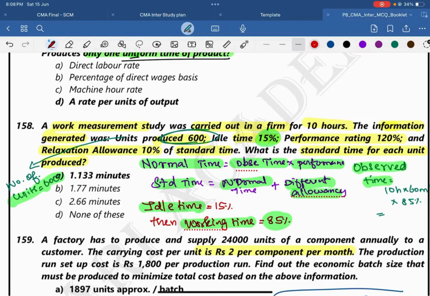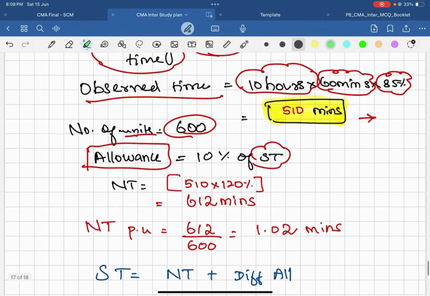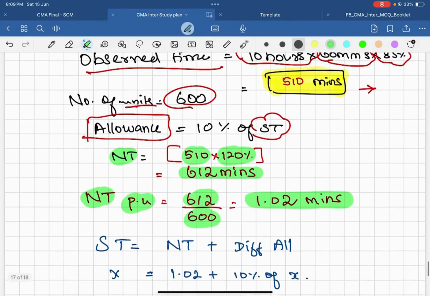That's the crucial point in this question. Here the tricky point is this standard time part. In many questions they may say relaxation allowances are 10% of the normal time. At that time you should multiply from the normal value. If they say 10% of the standard time, it is a tricky point. Normal time is equal to 510 into performance rating, that is 612 minutes. What is the normal time per unit? That is 612 minutes divided by 600 units. For per unit I will get 1.02 minutes.